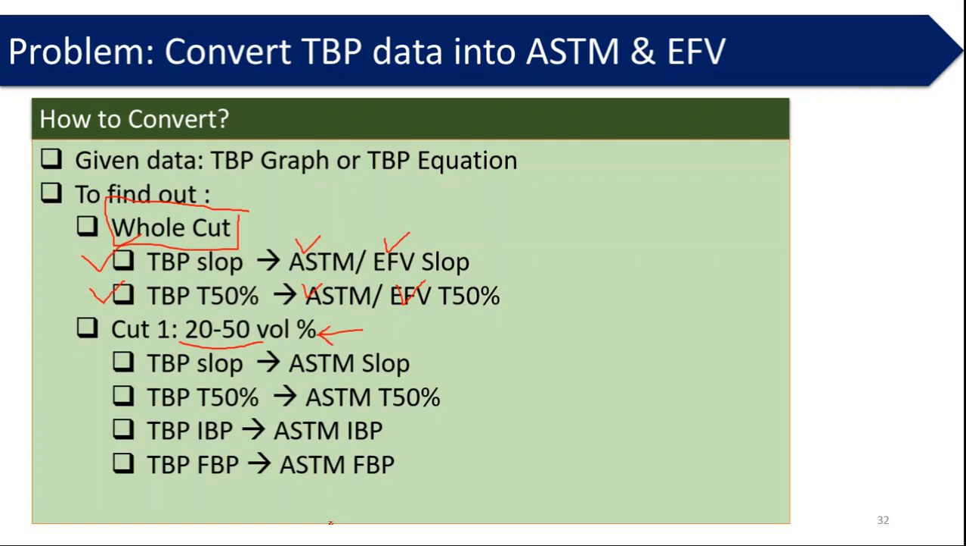There is one new thing that you require here, the TBP IBP and TBP FBP, initial boiling point and final boiling point, because this is a cut. You have to obtain the TBP initial and final boiling points from the graph, and obviously I have given the relationship between the ASTM IBP and TBP IBP, and TBP FBP and ASTM FBP. So you can calculate it.